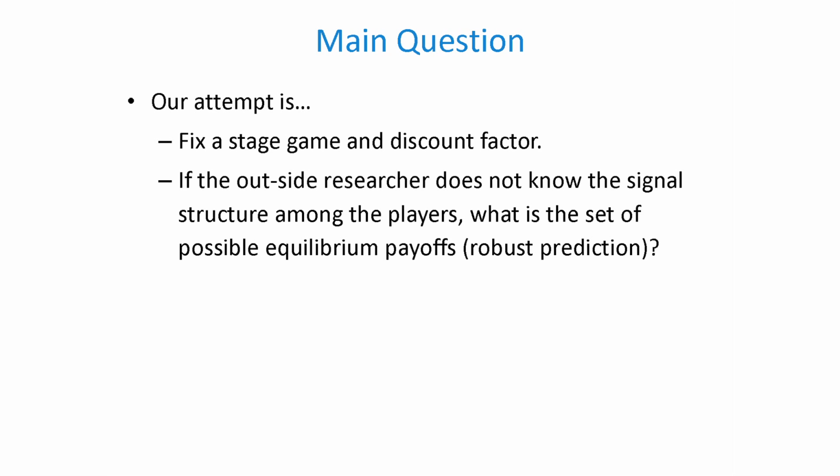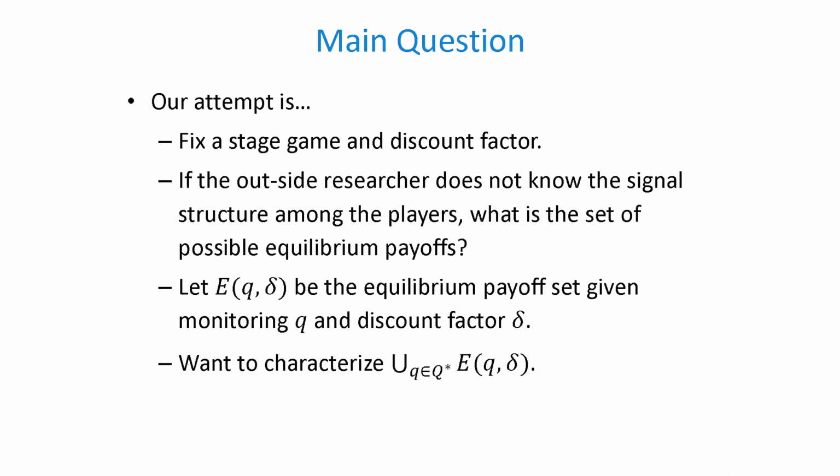So first, fix a stage game and the discount factor. And suppose that the outside researcher does not know the signal structure among the players. So this is sort of a robust prediction about the monitoring structure. Then what can we say about the set of possible equilibrium payoffs? And so specifically, E of Q delta is the set of equilibrium payoffs given monitoring structure Q and discount factor delta. And if we take a union of this set with respect to all possible monitoring structures, then this is basically the answer to this question, right?